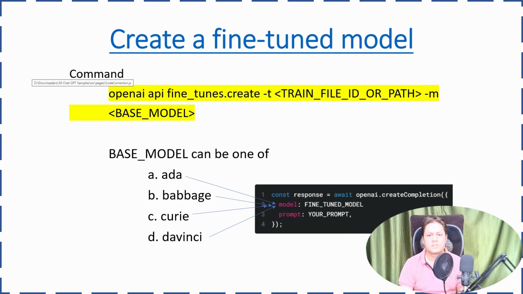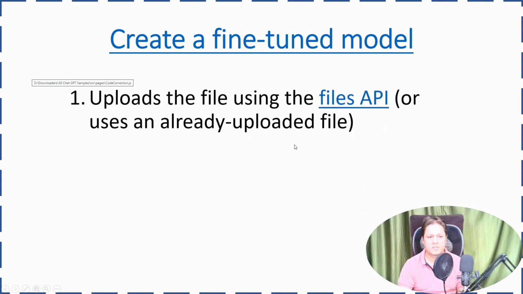So this is the example of how to create the fine-tuned model. You can see there are two parameters here, one is model and one is prompt. The model can be one of these four: Ada, Babbage, Curie or Da Vinci. And your prompt means whatever prompt you are writing. This prompt will contain your JSON document. So that is very important to understand.